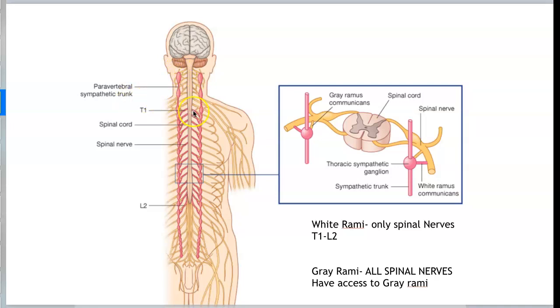So far, so good, I hope. Now, we have gray rami communicans too, we talked about. These gray rami communicans, they are at every single spinal nerve. So every single spinal nerve, all 31, they're going to have gray rami. You're going to get access to every single spinal nerve through these gray rami.